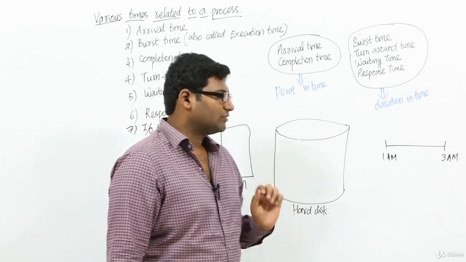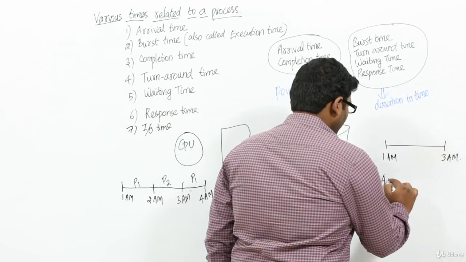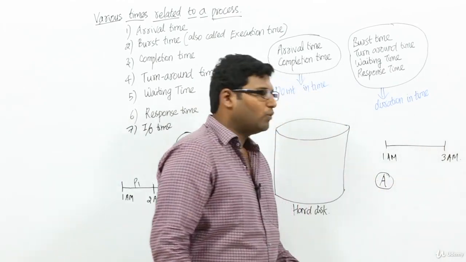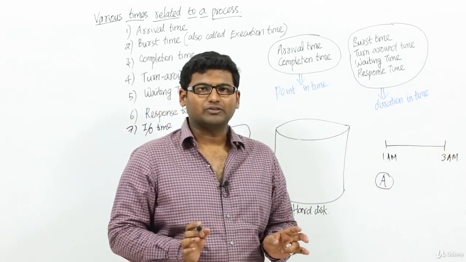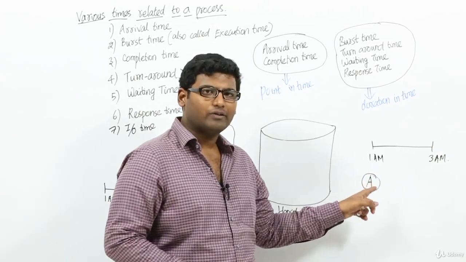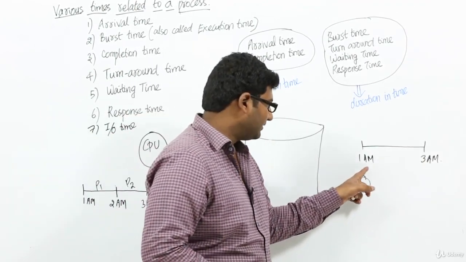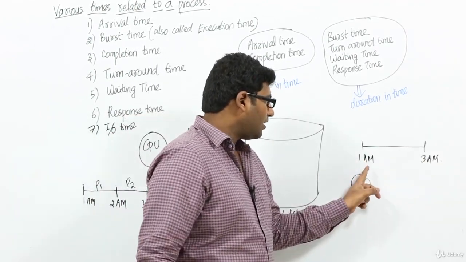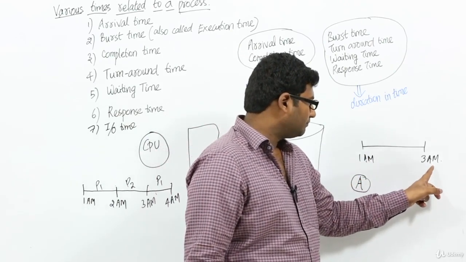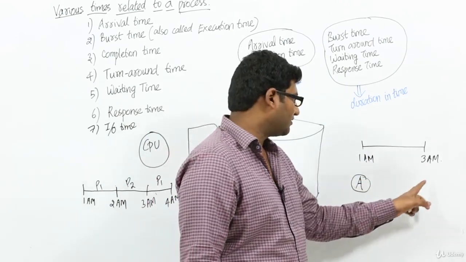Let us assume there is a person, say A. The name of the person is A. He is planning to go to office. Let us assume he has reached the office, which means he has entered the office at 1 a.m., and then he worked till 3 a.m. and he left the office at 3 a.m.